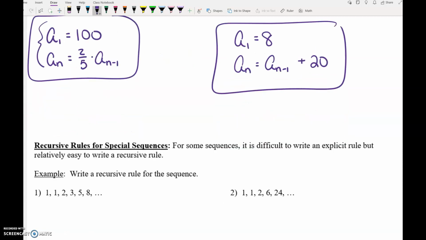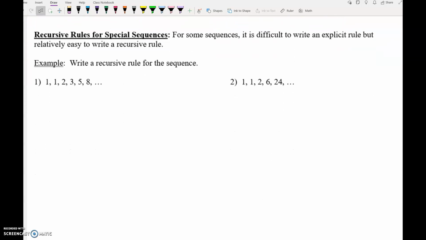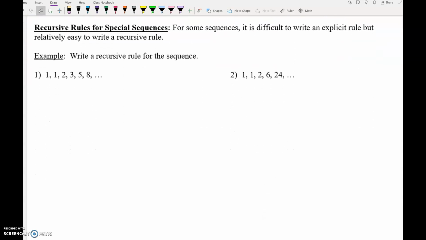Ta-da! For some sequences, it is very difficult to write an explicit rule, but very easy to write a recursive rule for that sequence. The first one that we're going to look at is my absolute favorite sequence in the whole wide world.